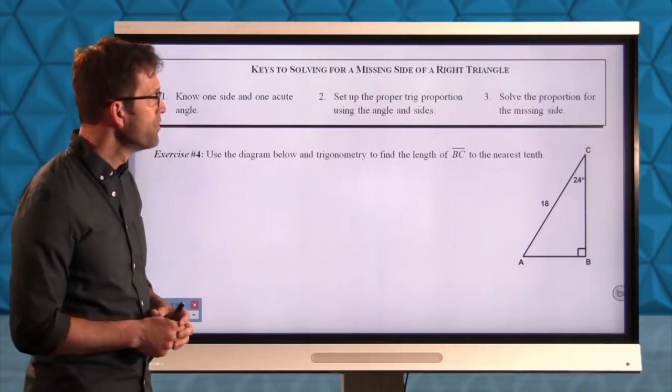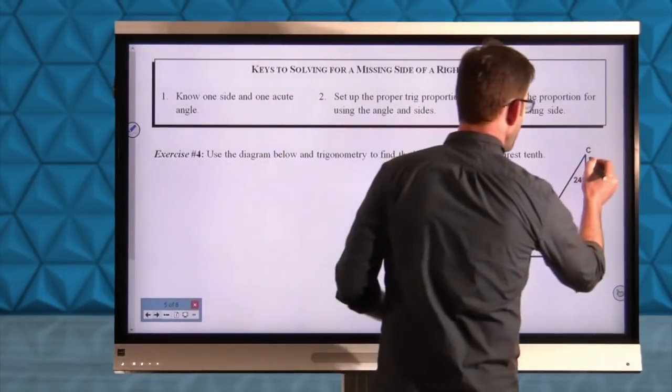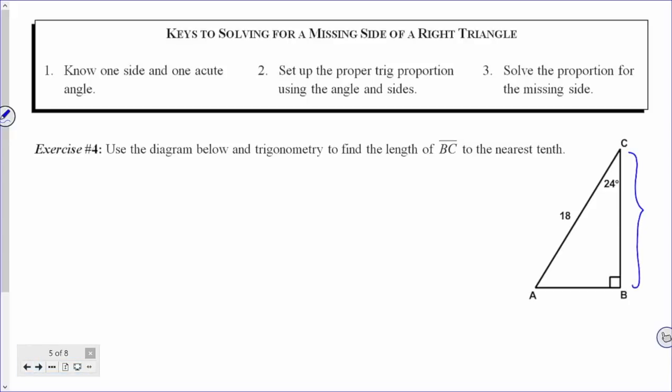All right, let's go through it. Well, again, we're looking for BC. I think I'll call it X just to make it a little bit simpler on myself. Now what I want to do is key in on the angle. I want to look at the X and the 18. The 18 is the hypotenuse and the X is the adjacent side.